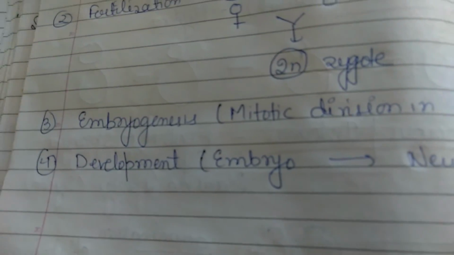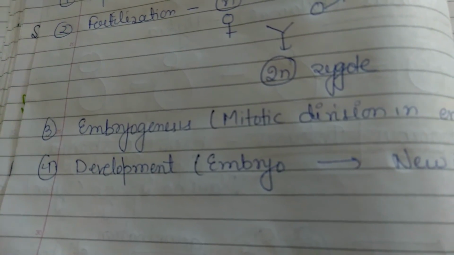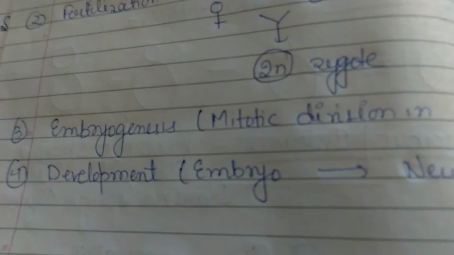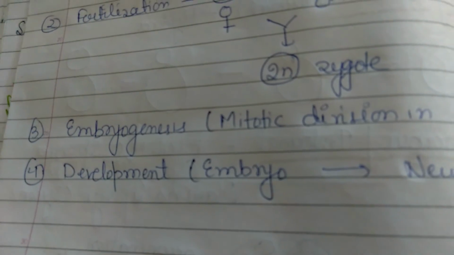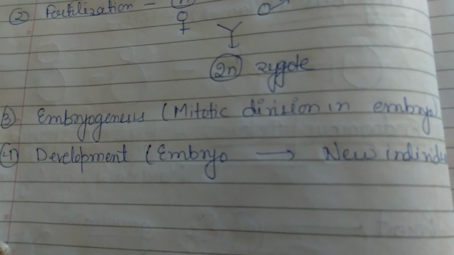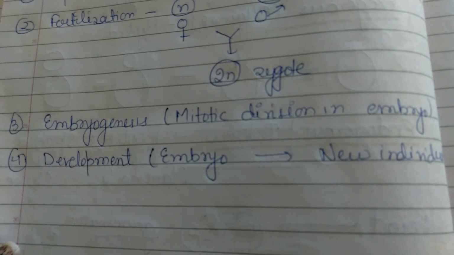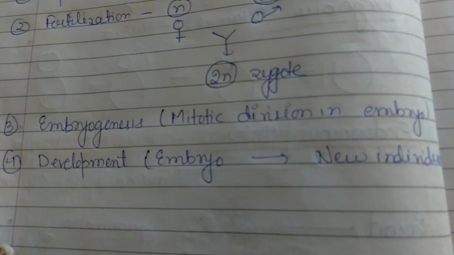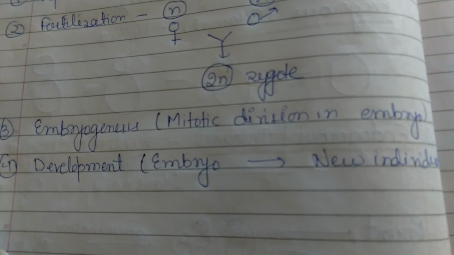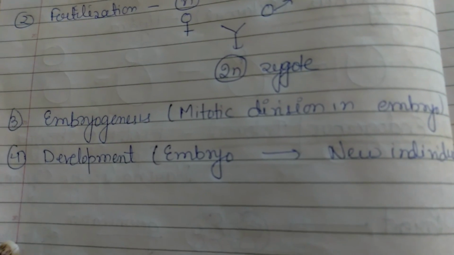Third is embryogenesis. This occurs due to mitotic division in the embryo. Repeated mitotic division in the embryo is known as embryogenesis. And fourth is development. The embryo developing into a new individual is known as development.